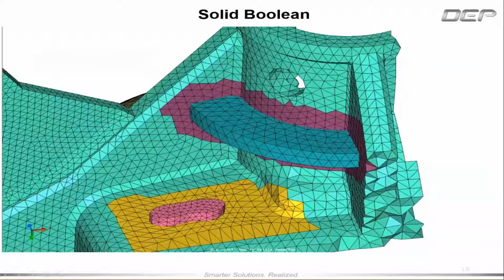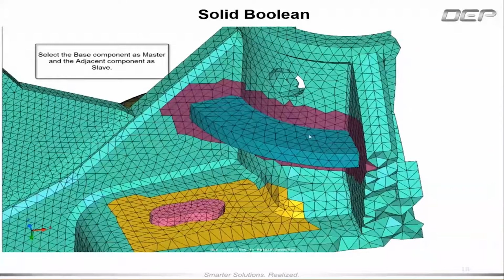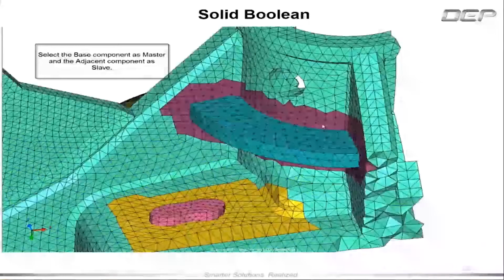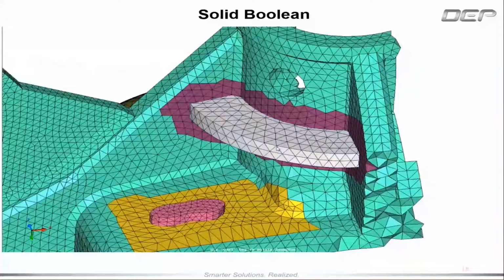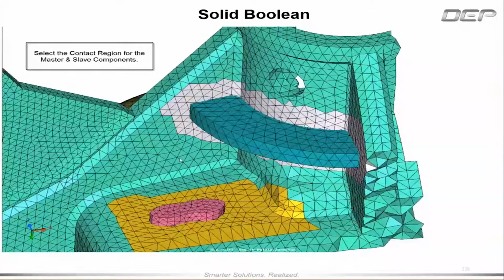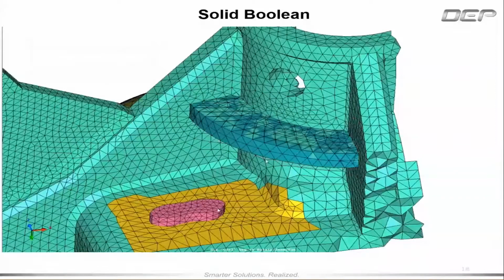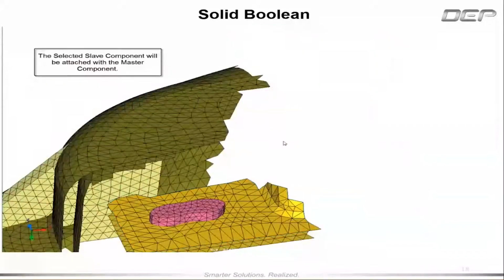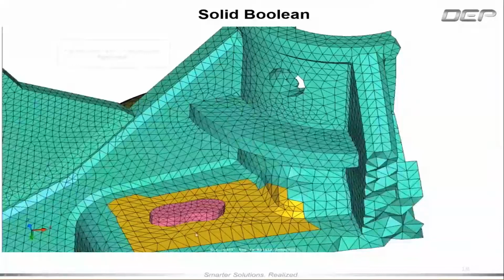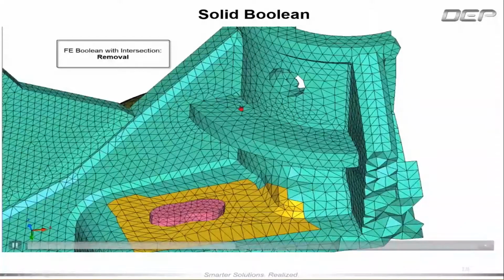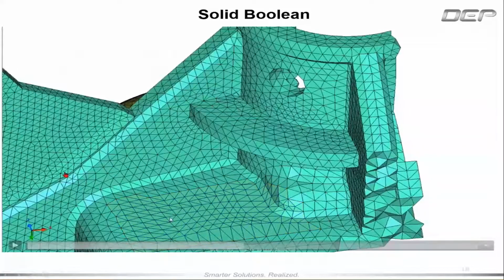So the inputs are similar to the previous one, where we go ahead and select the master and the slave component, and then the input for the 2D mesh, and then simply click on create a solid Boolean. So we can very easily go ahead and create it.